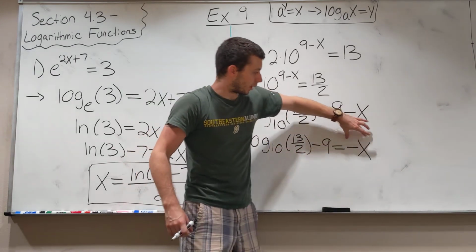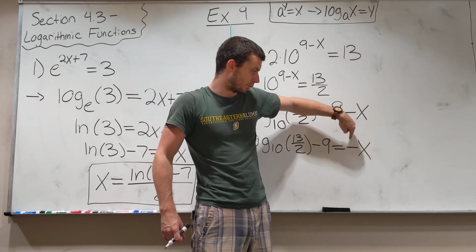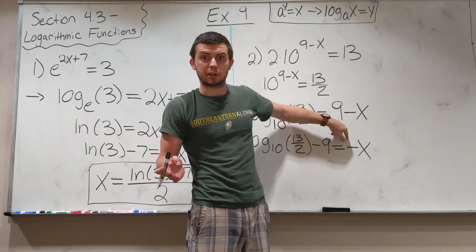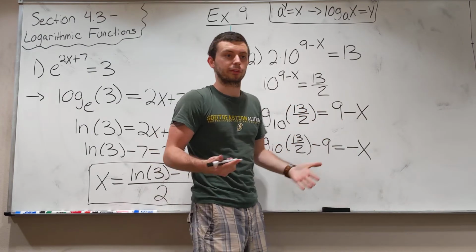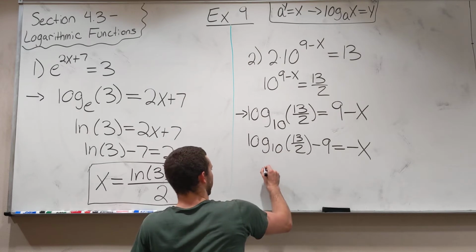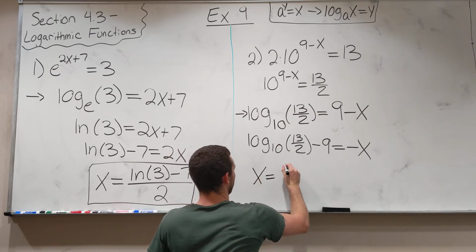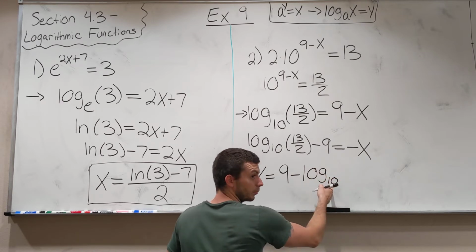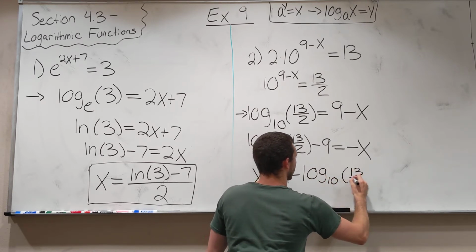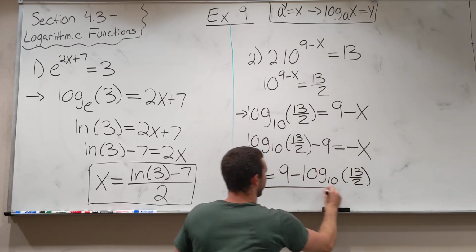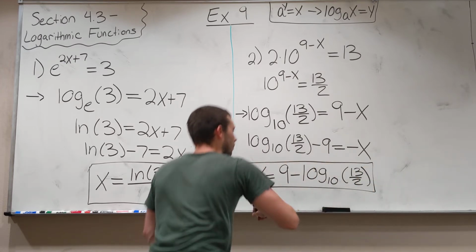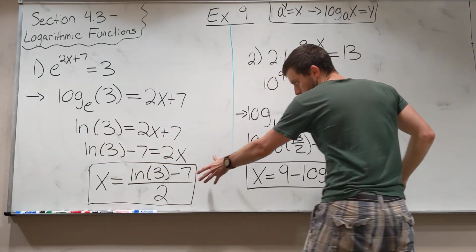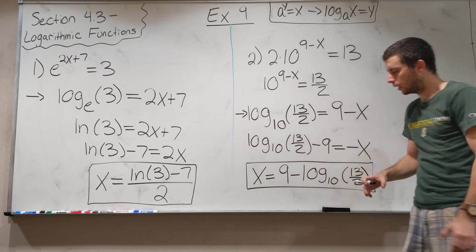But we still got to get x by itself. There's the negative in the way, so we multiply or divide everything by negative 1, which is going to flip all the signs. And finally, what we end up getting is that x is 9 minus log base 10, or subscript 10, of 13 over 2. And it does want an exact answer. So this would be your answer, very similarly to how this would be your answer as well.